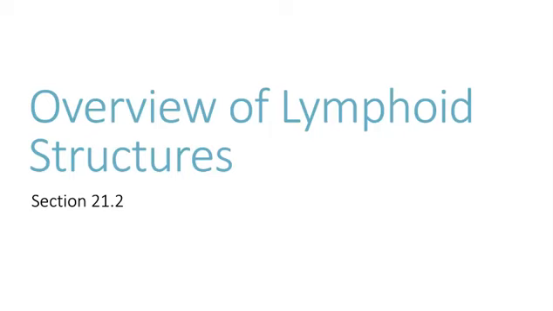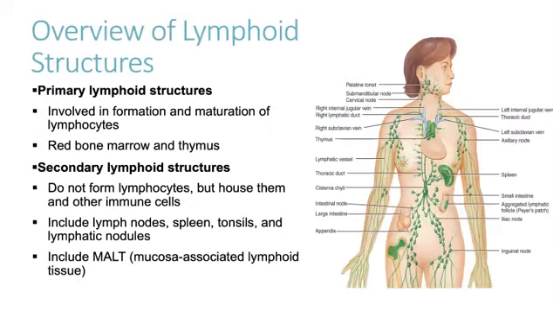So first is section 2 on the overview of lymphoid structures. We classify the lymphoid structures as either being primary or secondary. Primary means that it's involved in the formation and maturation of the lymphocytes, those being T cells. So this is going to consist of our bone marrow, which consists of a few of our flat bones and areas of our long bones, but we're going to talk about this more in section 3.